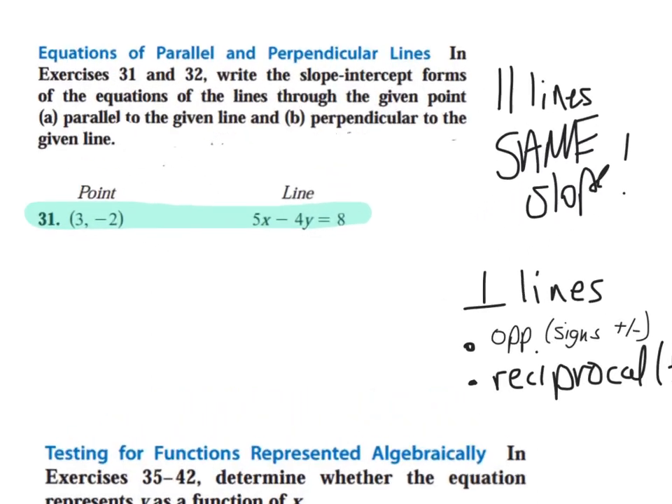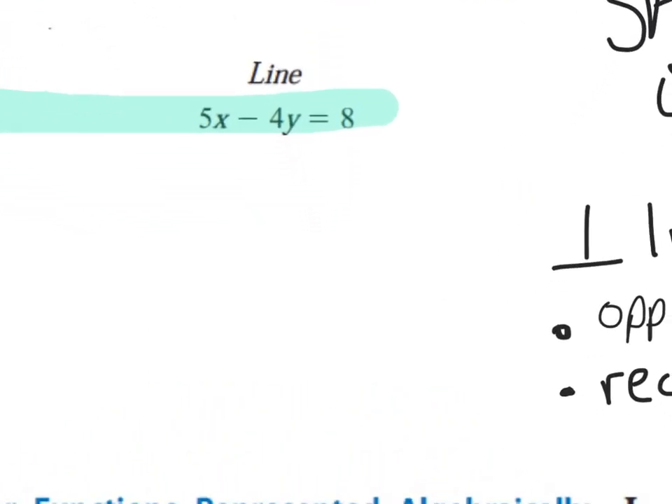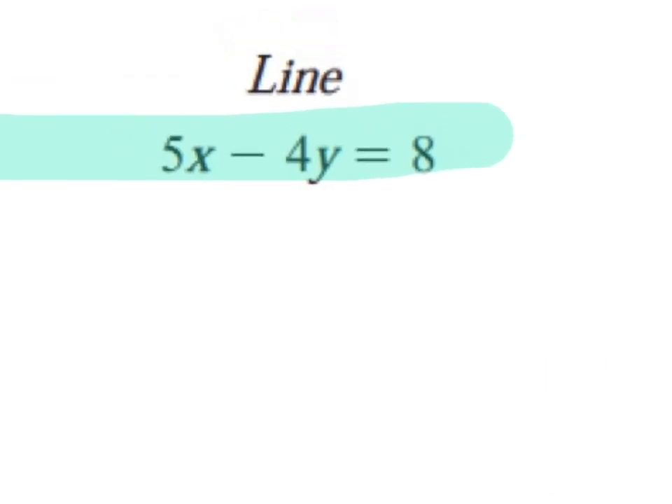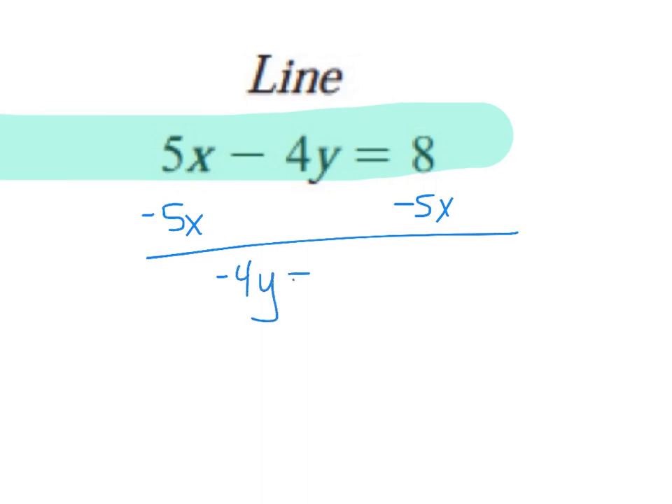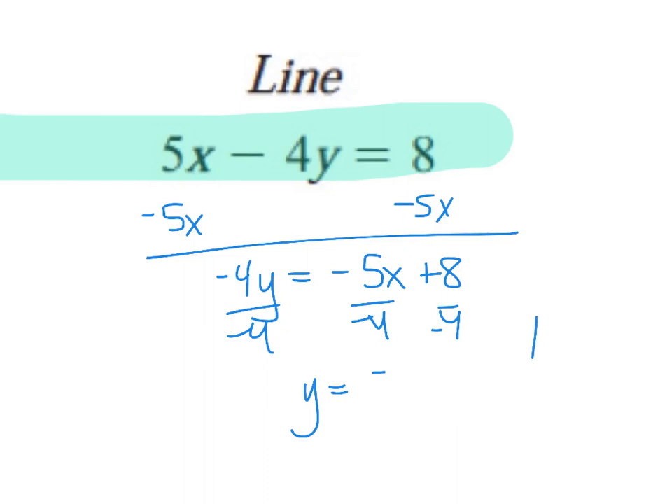So in this question, they're asking you to write a line that is parallel and perpendicular. The first thing I need to do is find out what the slope is. How do I do that? Get it into what kind of form? Y equals mx plus b. So I'm going to subtract 5x from both sides. Negative 4y equals negative 5x plus 8, right? Divide by -4. So y equals positive 5 over 4x, what? Minus 2.